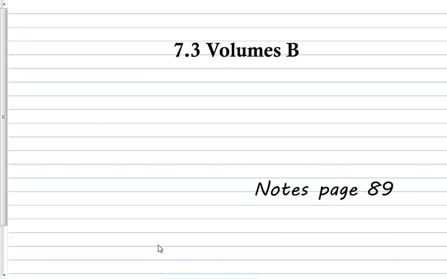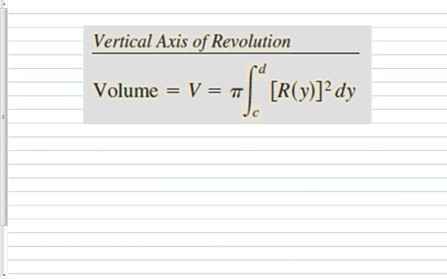Right, 7.3, volumes, part B. I did make a boo-boo when I copy and pasted on your notes. I copied the wrong one. I meant to do vertical. So your paper says, I think it says AB, and it has an X.